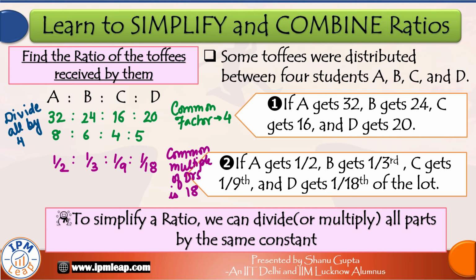Let us multiply all four of these fractions with the number 18. Let us see what we get. Half into 18 is 9. 1 by 3 into 18 is 6. 1 by 9 into 18 is 2. And 1 by 18 into 18 is 1. So the ratio when expressed in simplest form will be 9:6:2:1.